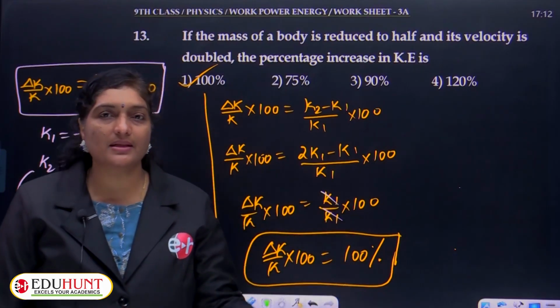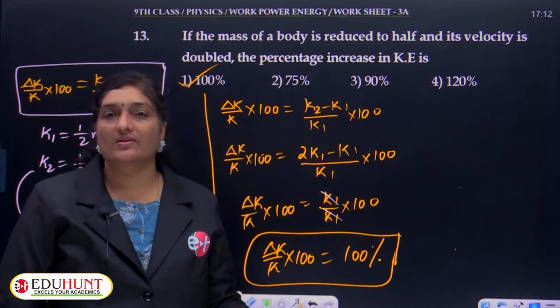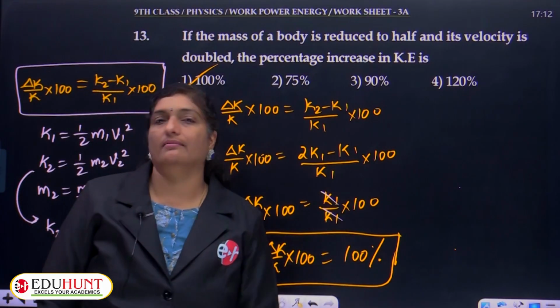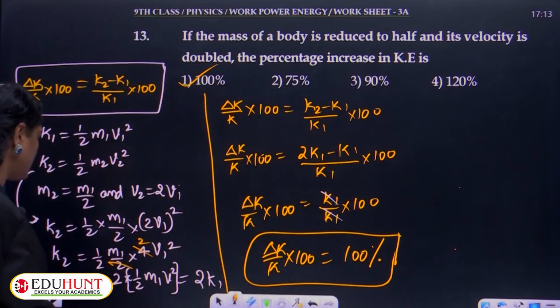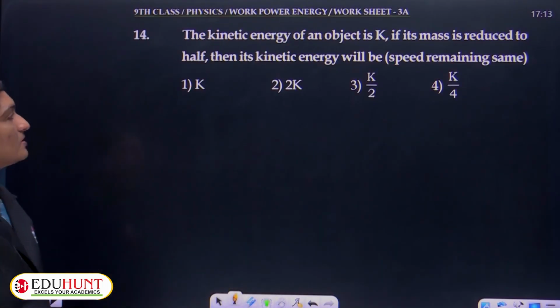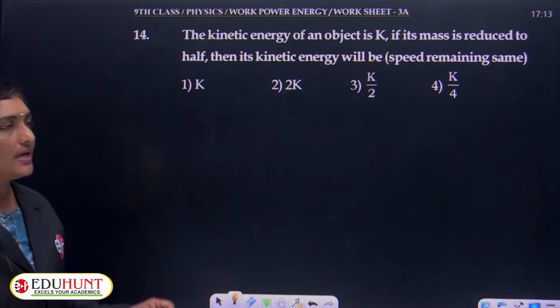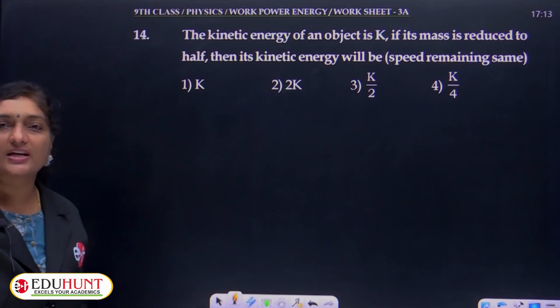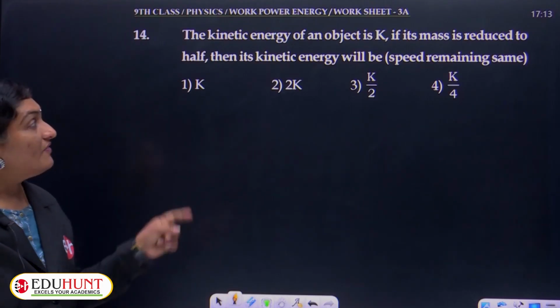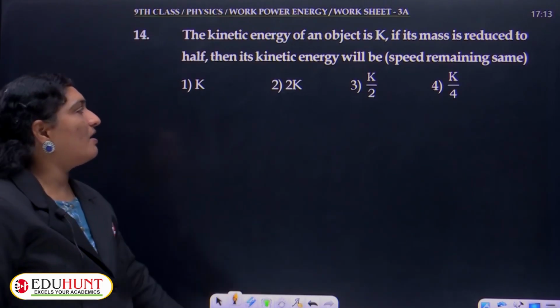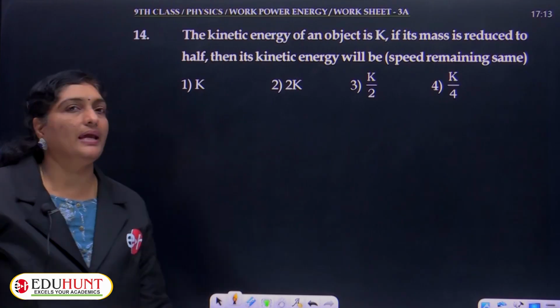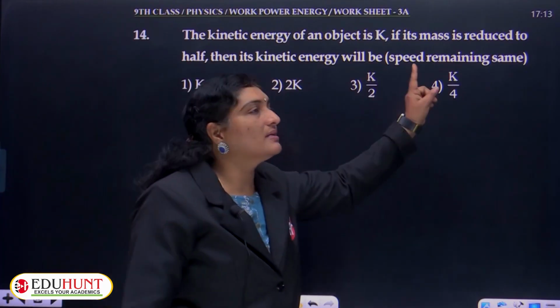Earlier, if it was 10, it will become 20. Earlier it was 100, now it will become 200. So 100% increased. Now the 14th one: the kinetic energy of an object is K. Initial kinetic energy was K. If its mass is reduced to half, then what will its kinetic energy be, with the speed remaining the same?